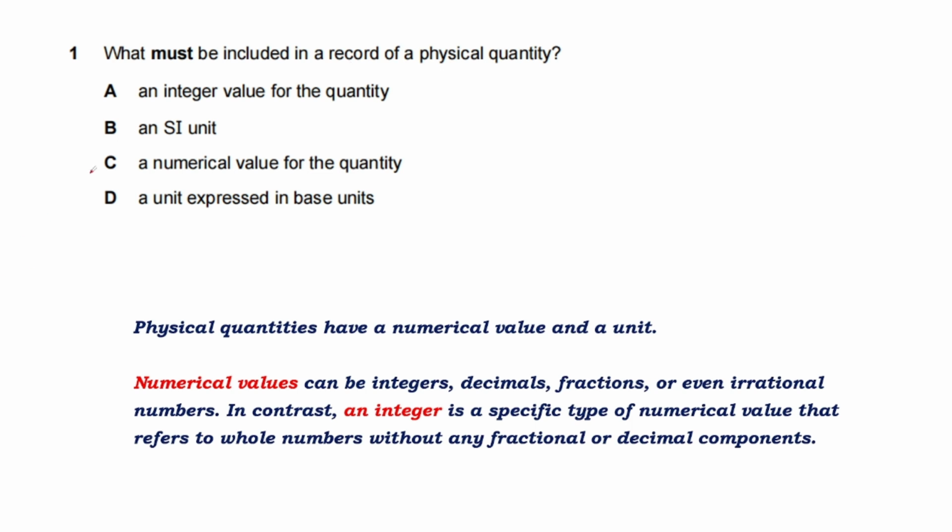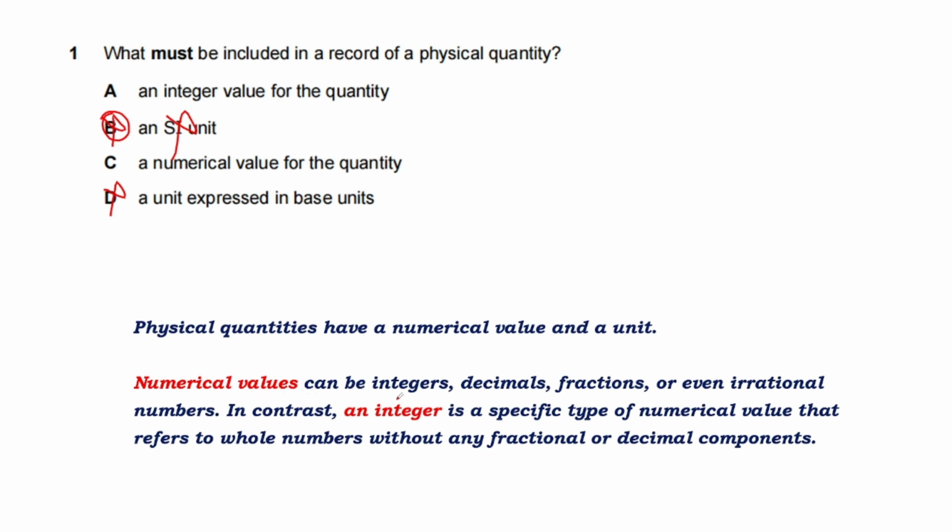So the must thing won't be containing a unit, an SI unit, or a unit expressed in base units. So options B and C are not correct options. So it could be either A or C: an integer value for the quantity, or a numerical value for the quantity. So what's the difference between these two?